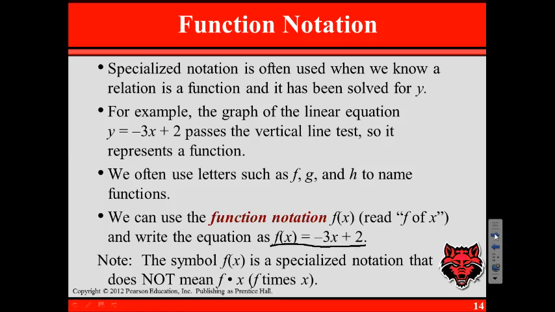The way this reads is f of x equals negative 3x plus 2. So we replace y with the symbol f of x, which is a specialized notation. That does not tell us to multiply f and x. It is just a special name that takes the place of y.